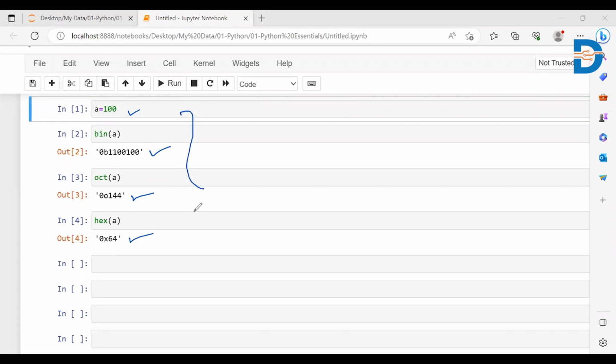So these are all the number systems. Here you can see 0b for binary, 0o for octal, 0x for hexadecimal. And this is our decimal number, whatever we use in day-to-day life.